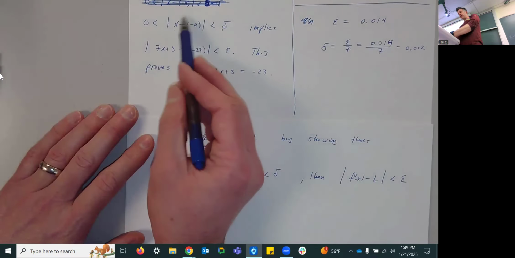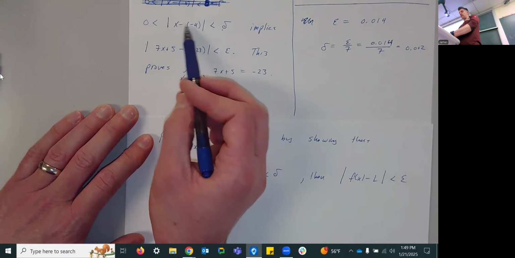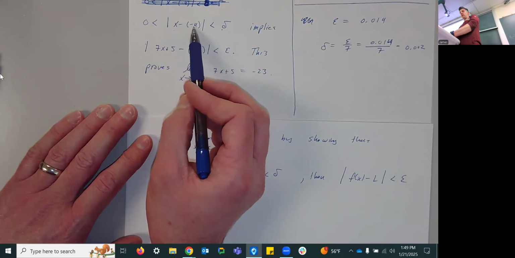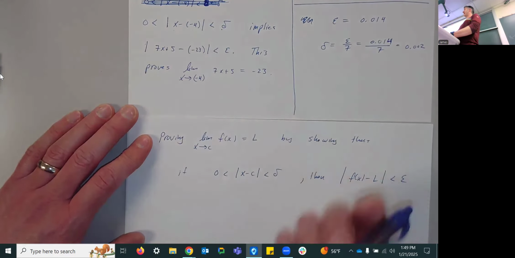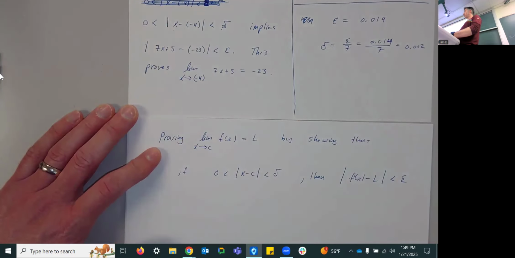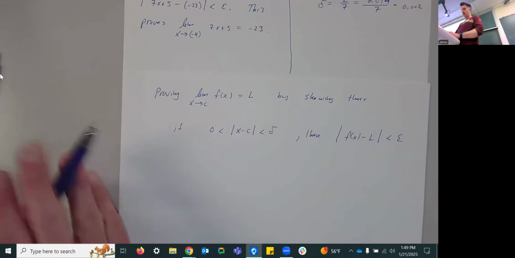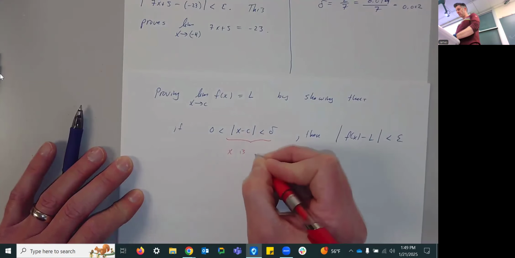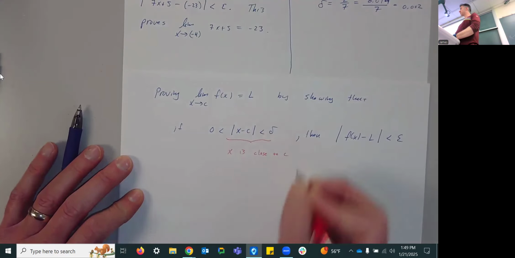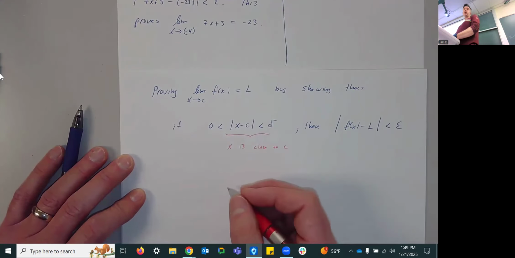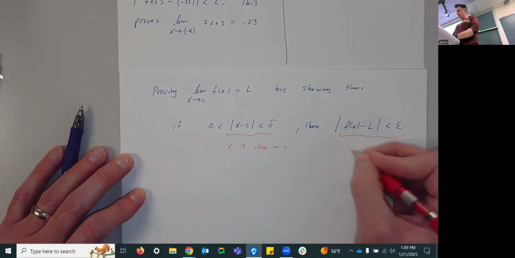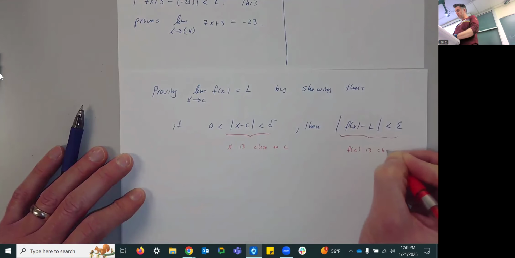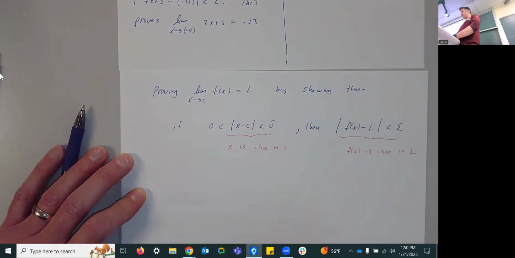The reason I wrote it this way is because this really shows that the difference between these two things, x and -4, is getting smaller and smaller. Or in other words, x is getting closer and closer to -4. Let me say that again. This means that x is really close to c. How close? Delta close. Within delta on either side of c. And this has a similar meaning: this means that f of x is close to L, because if the difference of two things is small, it means those two things are close to each other.